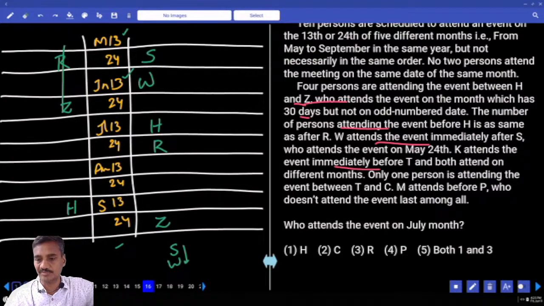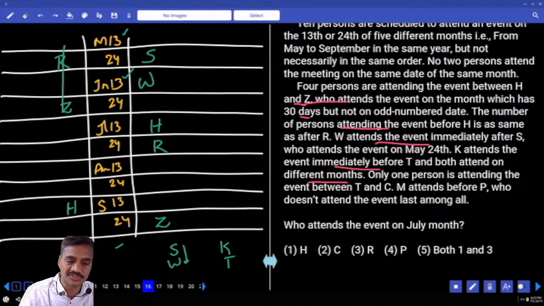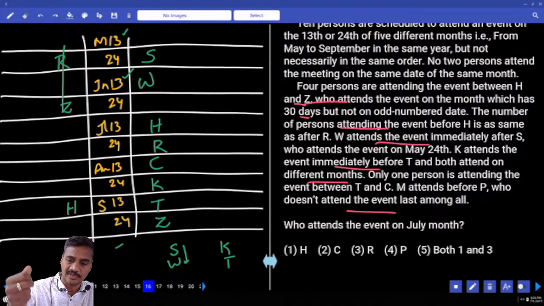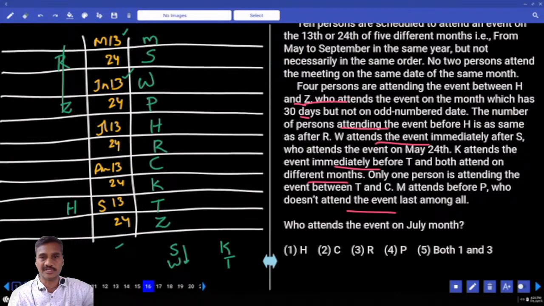K attends an event immediately before T. K and T are adjacent to each other, and both attend in different months. Now this is K and this is T. And one person is between T and C here. M attends before P, and P does not attend last. Now M attends before P, M is here, P is here. This must have been the arrangement.